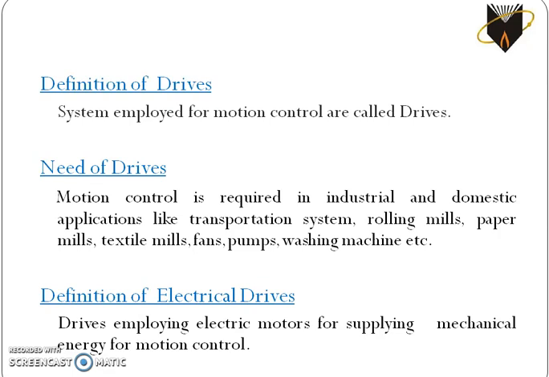Or I can say the washing machine is another example. It is a controlled one. We have different operations in a washing machine, such as soaking, washing, and rinsing. All of them are controlled by one motor for the different operations. Like that, motion control is required in domestic applications or in industrial applications.